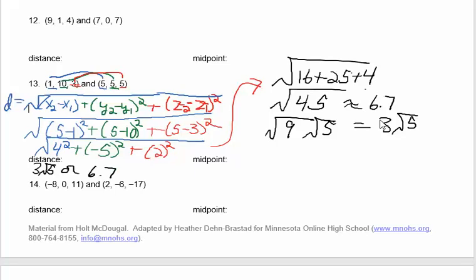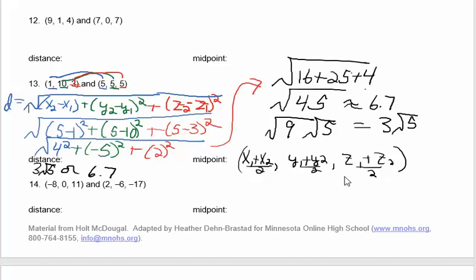And now we have to find the midpoint. I didn't leave myself much room, but the midpoint doesn't take much room. You have to add the x coordinates together and divide by 2. You have to add the y coordinates together and divide by 2. You have to add the z coordinates together and divide by 2. Now, if you have negatives involved, be careful that you are working with them correctly, but we don't.